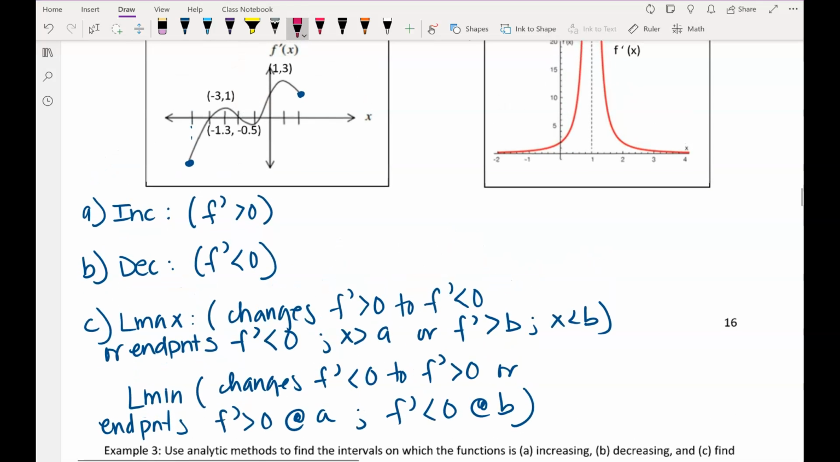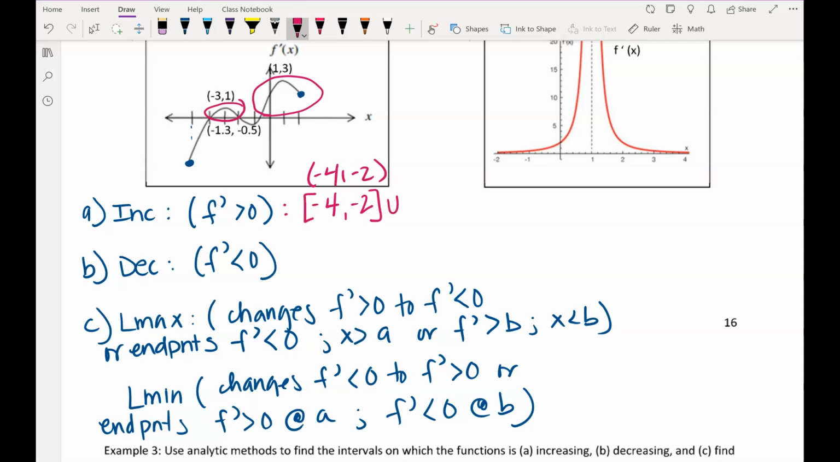So here we go. Increase and decrease. Remember, increase is when the slope is positive. So this is positive right here, and this is positive right there. So increase is from -4 all the way to -2. And students, you don't have to use brackets here. You can definitely use parentheses. This one is a personal choice.